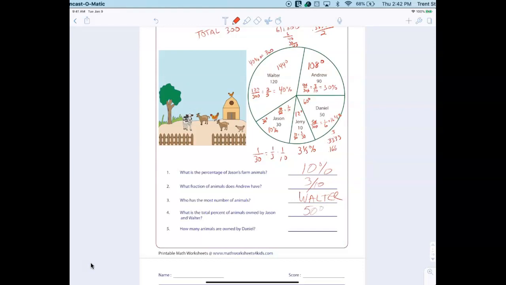Jason and Walter represents how much? Come on, stop. We're not comedians in here. You're going to be poor growing up being a comedian.